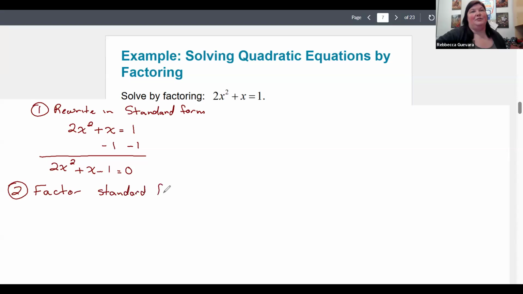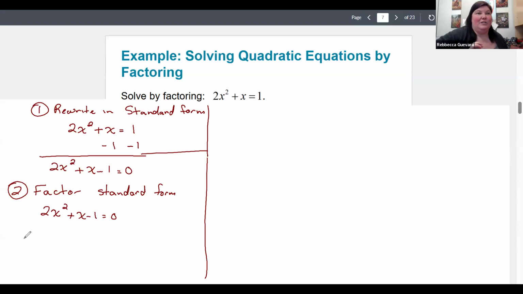Our next step is to factor. And we just want to factor that standard form, because otherwise whatever factoring we do is not really going to help us. So we have 2x squared plus x minus 1 equals 0. We would have to use the AC method. So my A is my 2 and my C is my -1, so my AC is -2.